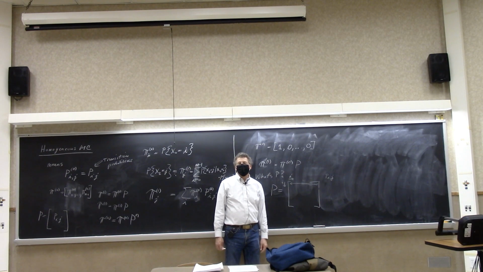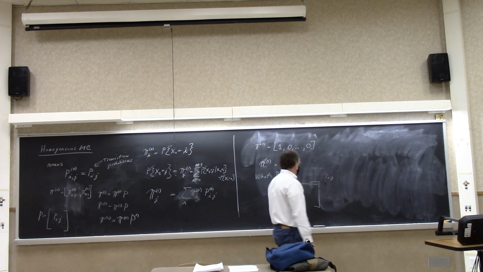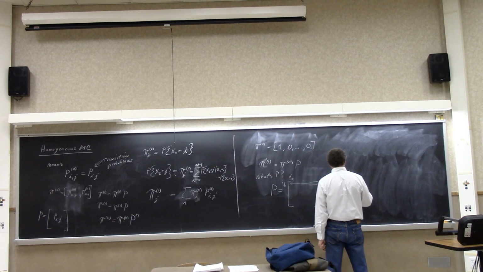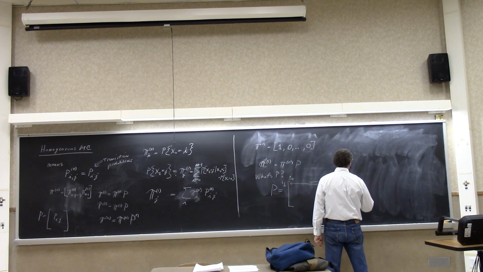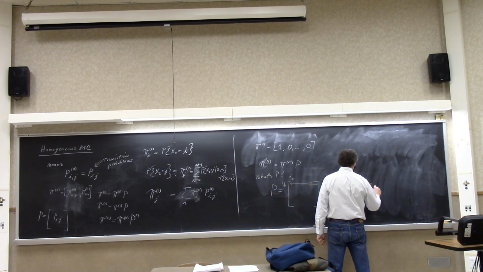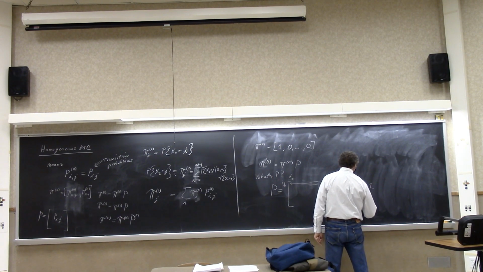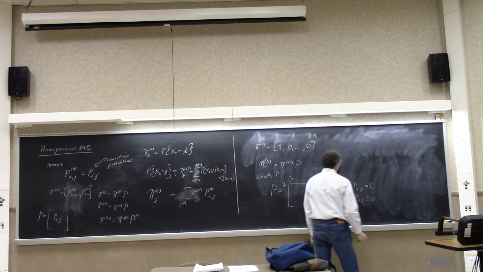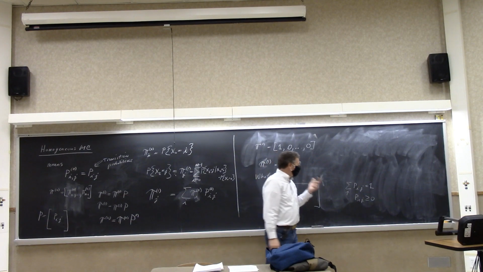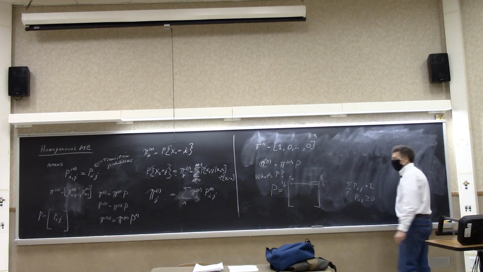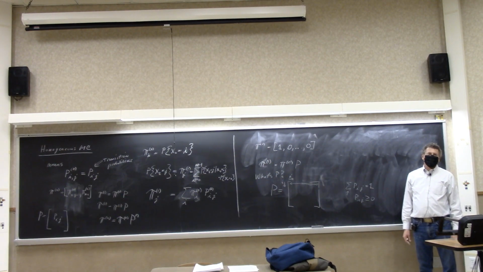What else can you tell me about them? Something simple. They sum to 1 and something else. They're non-negative, right? So the sum over j of P_ij equals 1, and P_ij is greater than or equal to 0. Those are the two constraints. Any matrix which obeys those constraints is a legitimate transition probability matrix, right?